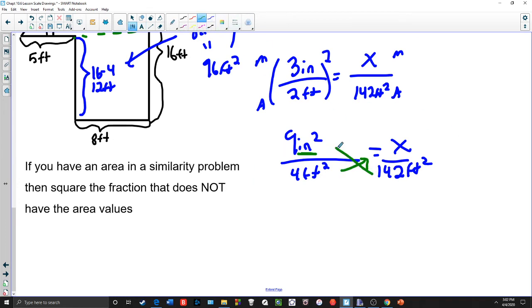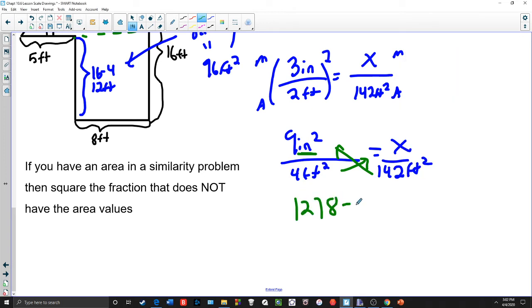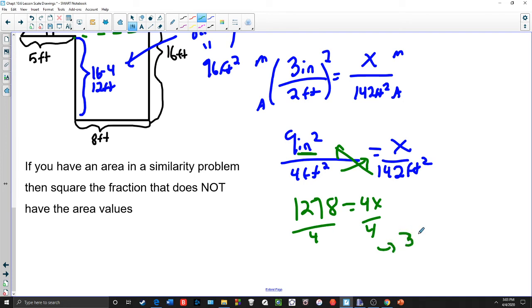So multiply, multiply. 142 times 9 would give me a rather large 1278. So 1278 is equal to 4x. And then divide by 4, divide by 4. I'm not going to bother writing the labels out again because I've already gone through that. So it'd be 319.5. So 319.5 inches squared is how much area my toy model should have.